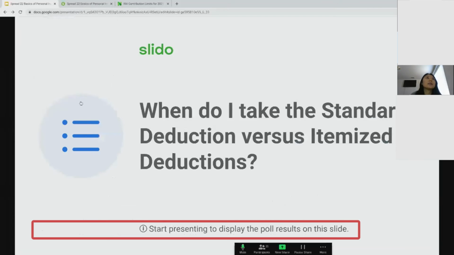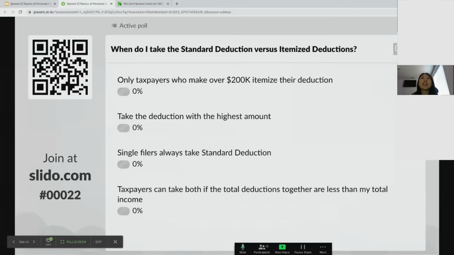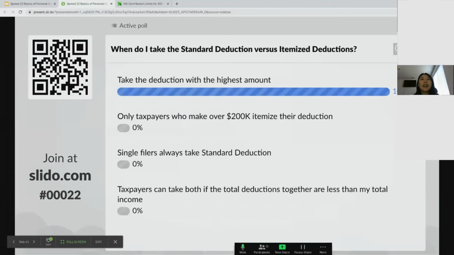All right, let's do a little question. Do I take the standard deduction versus itemized deductions? This is a little tricky since I only talked about it briefly, but take a stab at it. I'll read out the options. Only taxpayers who make over $20,000 itemize their deductions, or you can take the deduction with the highest amount, or single filers always take the standard deduction, or taxpayers can take both deductions if the total deductions together are less than my total income. So the question again is, when do I pick the standard deduction over an itemized deduction, or vice versa?